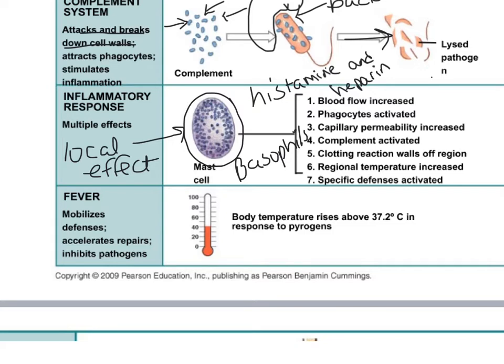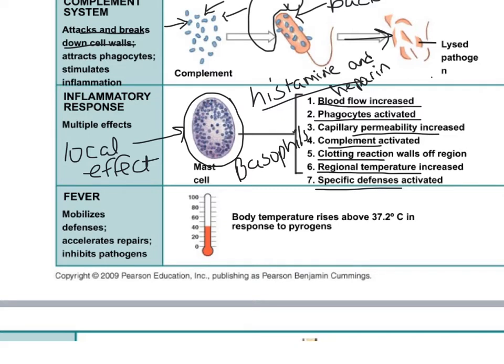They're going to cause the blood vessels to dilate and the permeability of the blood vessels to increase, so we end up getting increased blood flow. Phagocytes are going to be activated. Phagocytes are stimulated by histamine. The complement system gets activated. We have a clotting reaction that's going to wall off the region so that bacteria can't get in, and the bacteria just kind of stay clustered. Your temperature goes up, and then the specific defenses are activated, and that's the adaptive immunity, which we'll talk about later. But I am going to go further into inflammation.